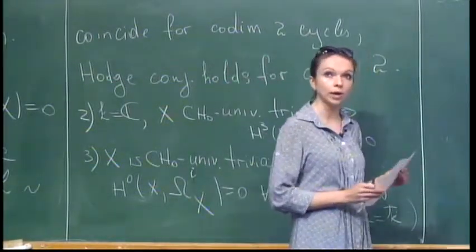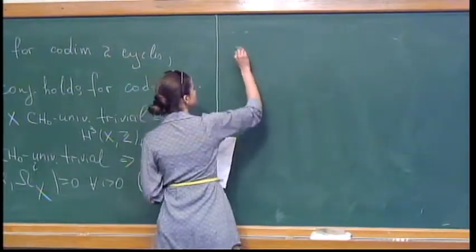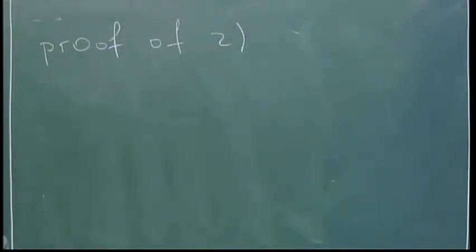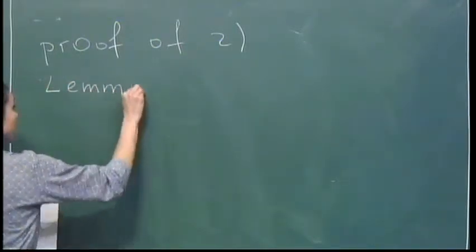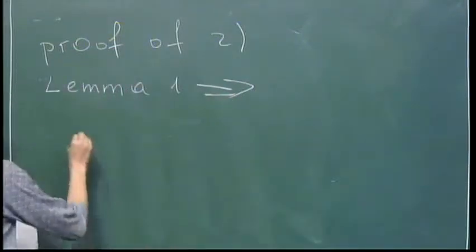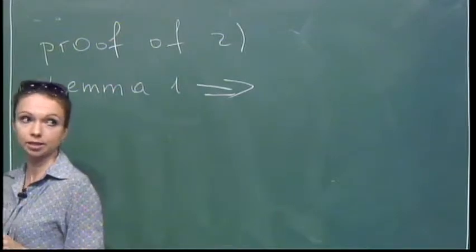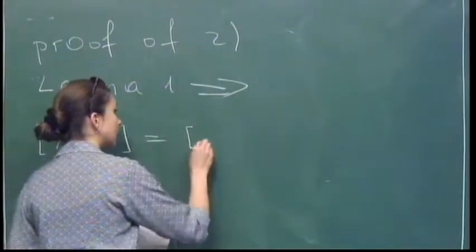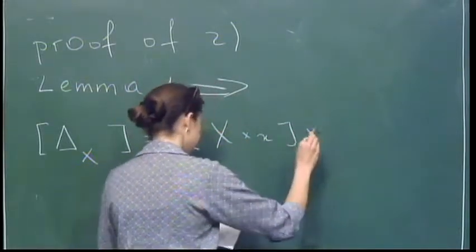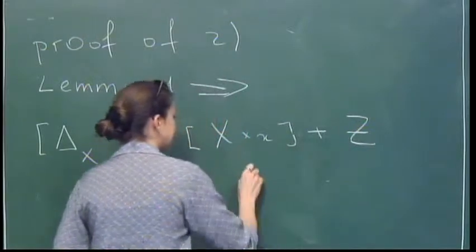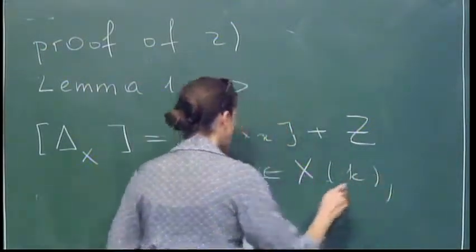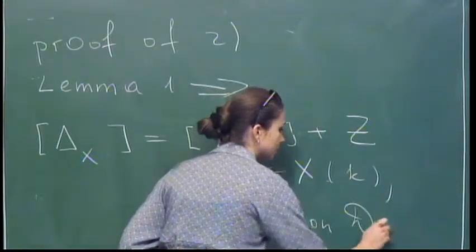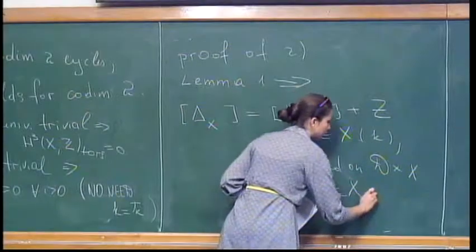Okay, so let me show you how one can prove the second property. Proof of 2. We have this condition, and by the lemma, which I called lemma 1 last time, it gives you that X has an integral Chow decomposition of the diagonal. So we write the diagonal in X in this way: it is the sum of two cycles, X cross little x plus Z, where little x is a point in X, and Z is supported on D cross X, with D of codimension at least 1.